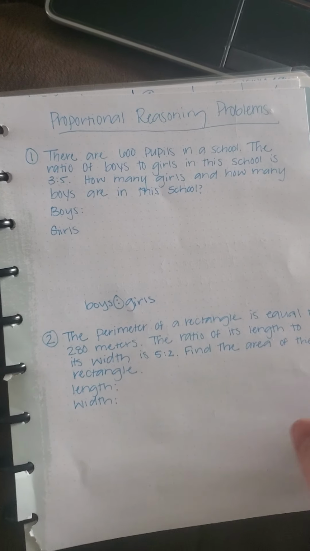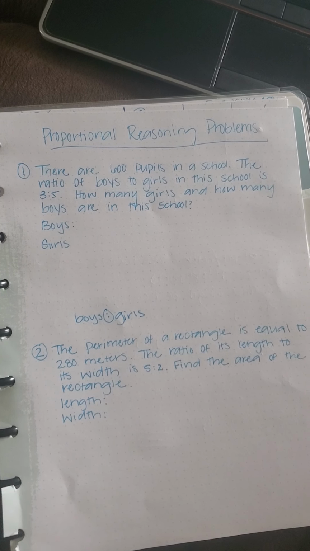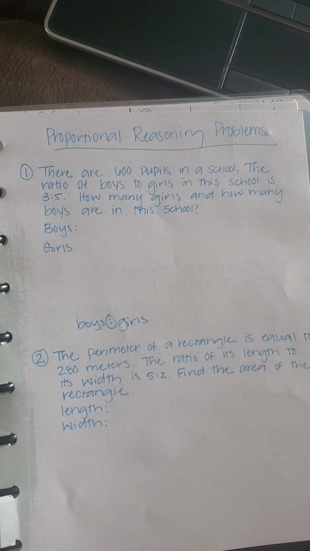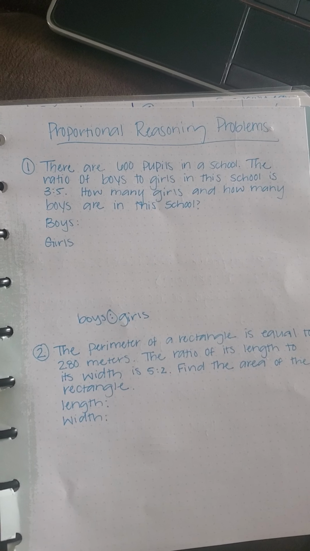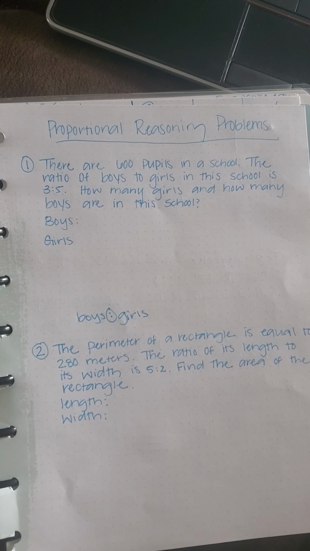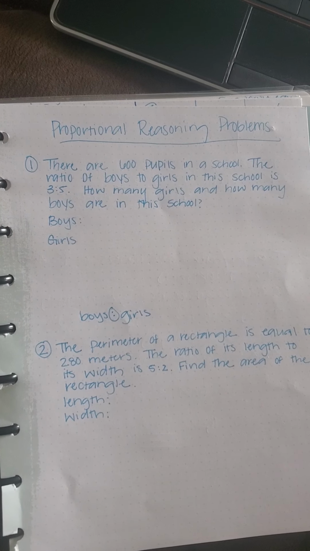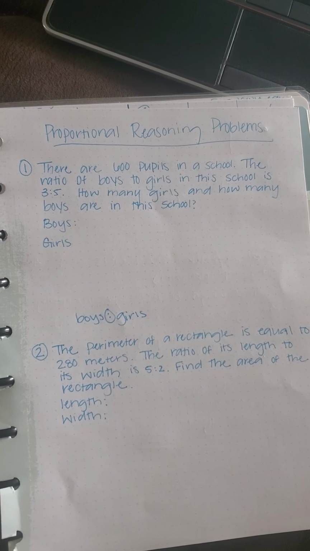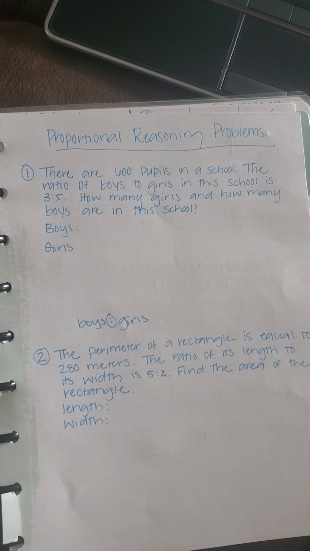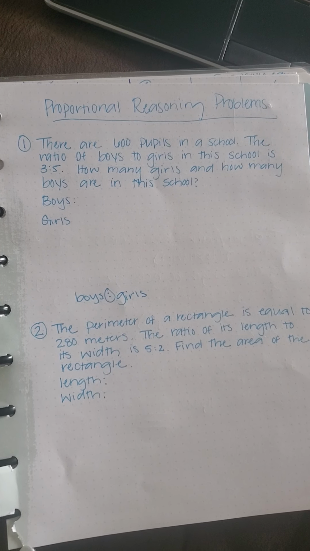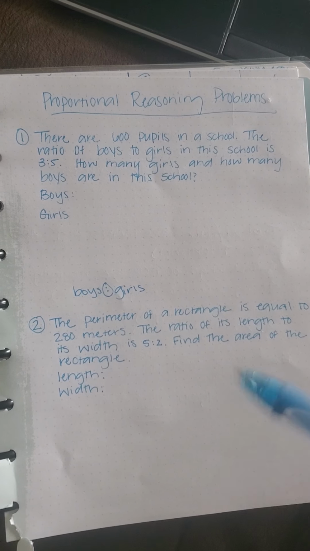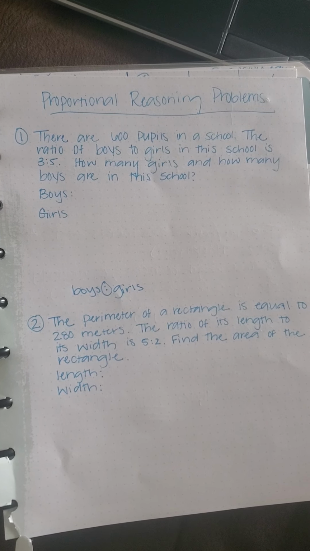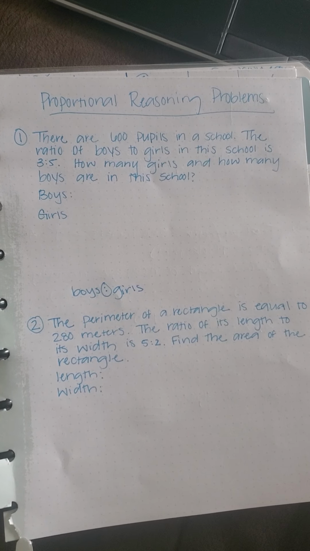Looking at our first problem on our worksheet, it says there are 600 pupils in a school. The ratio of boys to girls in this school is 3:5. How many girls and how many boys are in the school? The first thing we're going to do is dissect this problem and decide what important information we need to find our answer.